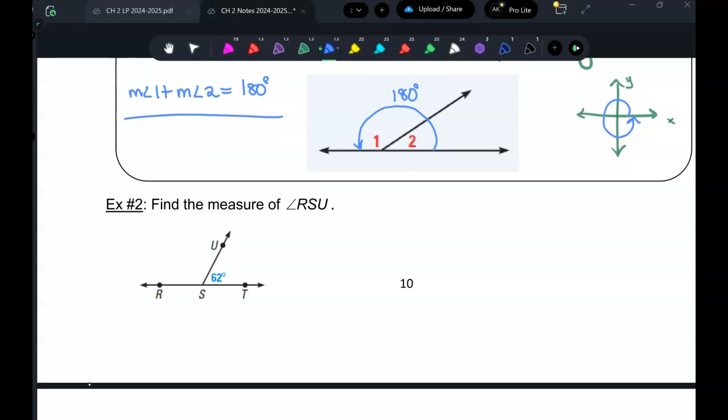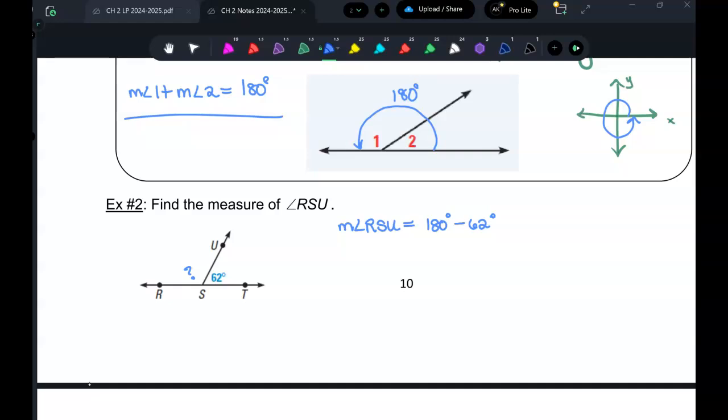We want to find the measure of RSU, so we're looking for this angle measure. How are we going to find it? Good, we're going to take 180 degrees and subtract 62. 118. Do we agree with Jonah? David? 180 minus 62, do you agree? It is 118.